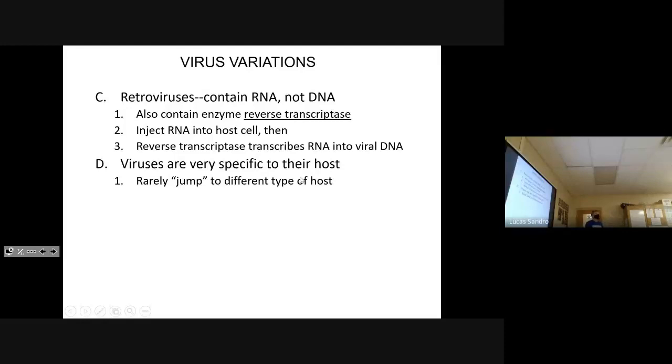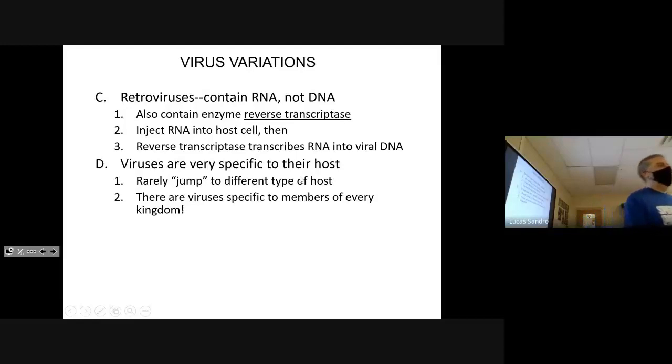There are viruses specific to every kind of organism on Earth. Every living thing on Earth has viruses that specifically infect it. Bacteria, protists, fungi, plants, and animals. All of them get viruses. But the viruses don't generally jump. You can't get Dutch elm disease just like an elm tree can't get a cold.